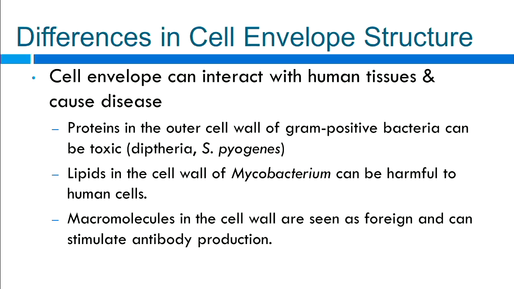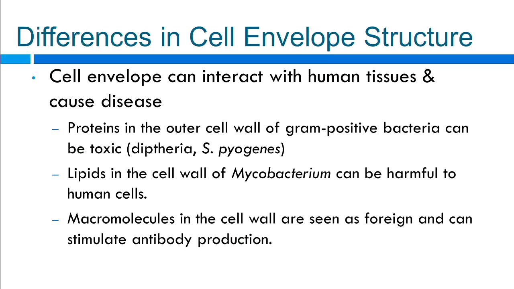When we talk about the cell envelope, that's all three of these. It just depends on if you're referring to a gram-negative or positive, if you're including that outer membrane. But some of why we talk about that is because some of those features actually cause disease in humans, like the proteins in the outer cell wall of the gram-positives. They can be toxic, like diphtheria, Streptococcus pyogenes, which causes strep throat. Some of those proteins can actually be pretty toxic.